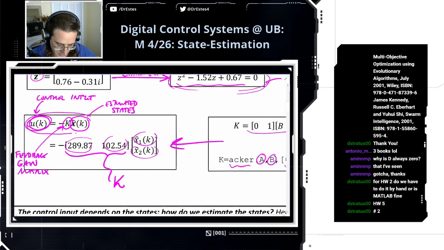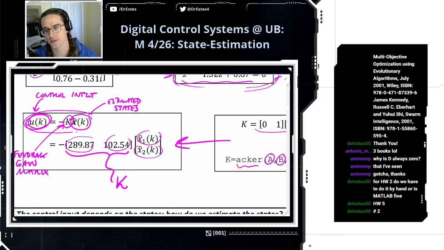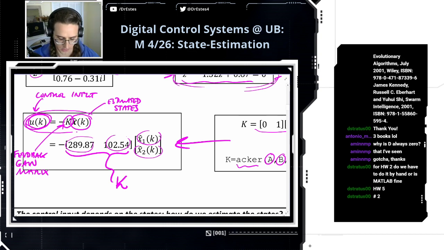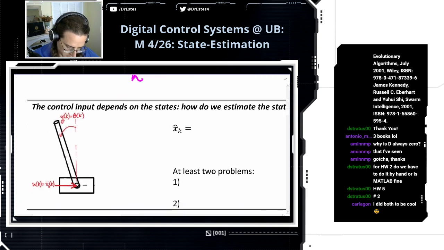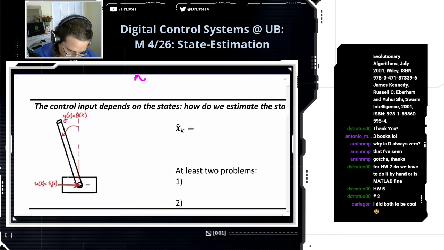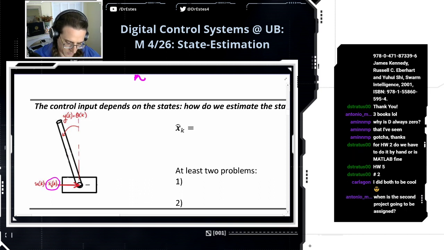Let me say this. Okay, so here's our dilemma. My control input depends on... How do I get these states? So let's talk about that down here. Actually, this is a little typo. Our control input is not the angular acceleration of the base, but it's related to it.